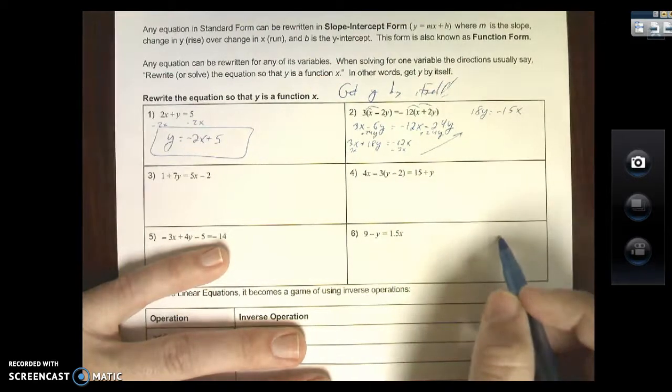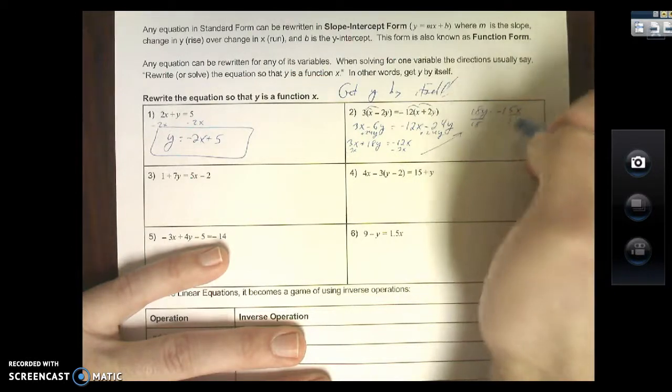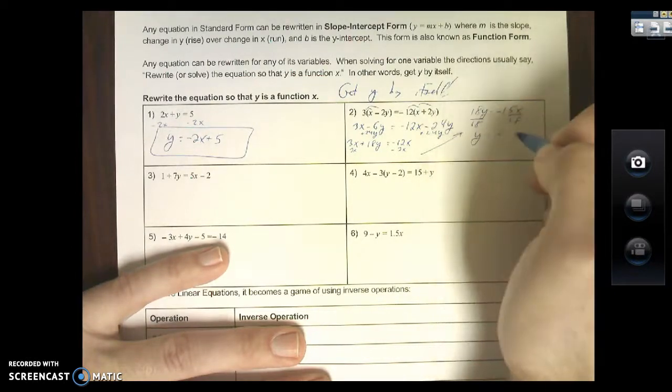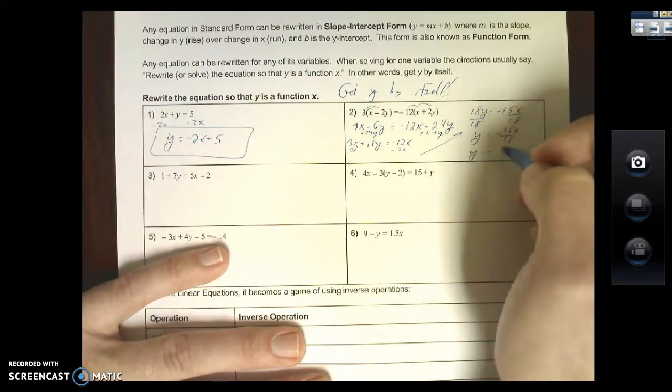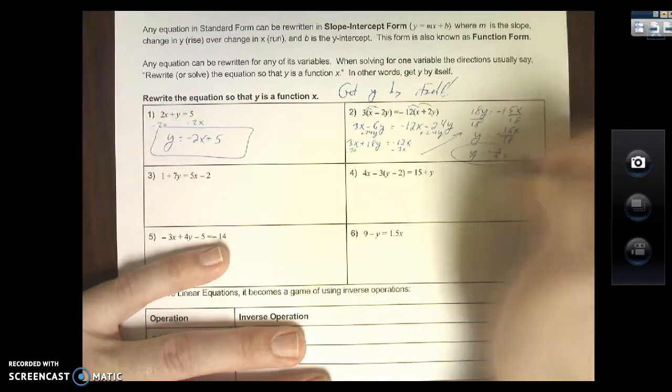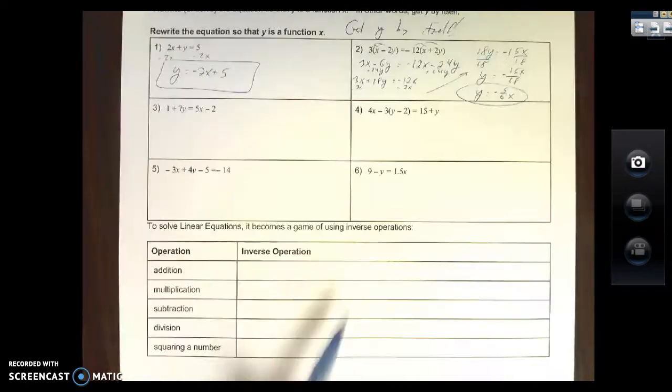And I'm trying to get y by itself, so I have one last step. Divide both sides by 18. y equals negative 15x over 18. You always want to reduce. Divide top and bottom by 3. Negative 5/6 x. There we go. You may try out the rest of these, and then of course you can check your answers in the front of the room. But good stuff. Again, you're just getting y by itself.